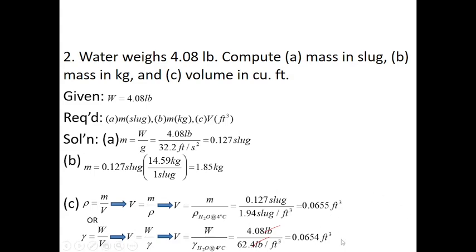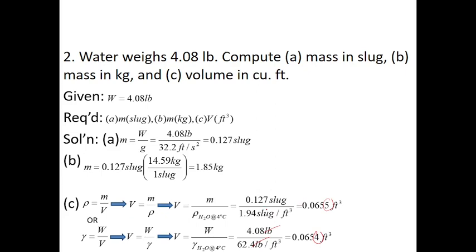That will give us an answer of 0.0654 cubic foot. So as you notice, there's a slight difference, right? So it's just okay.